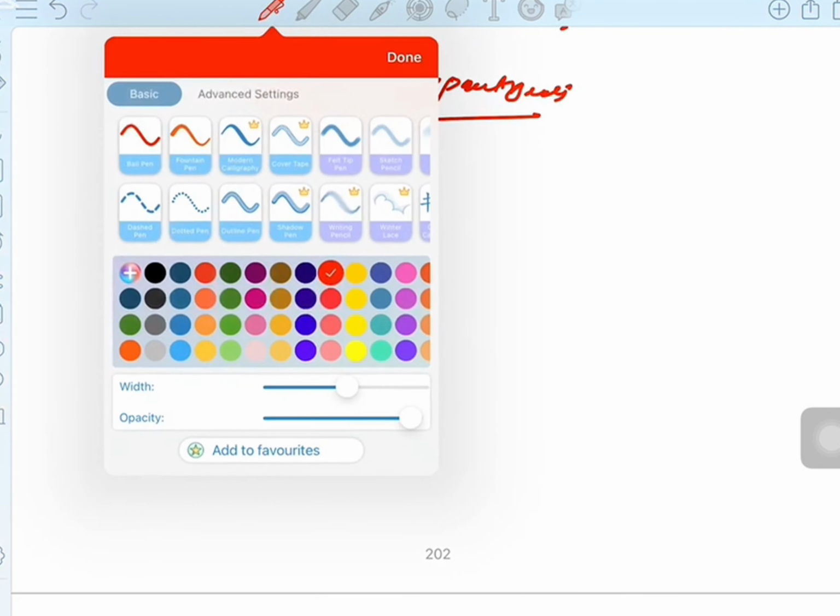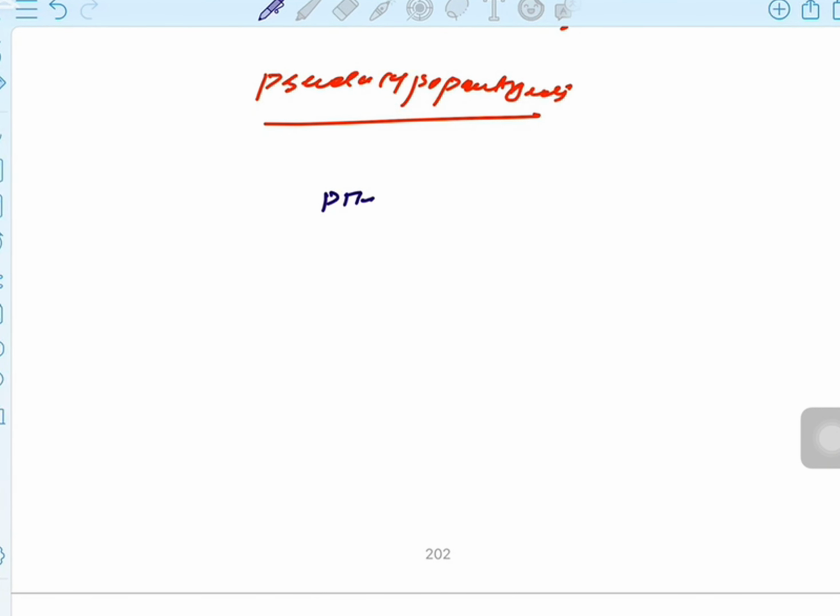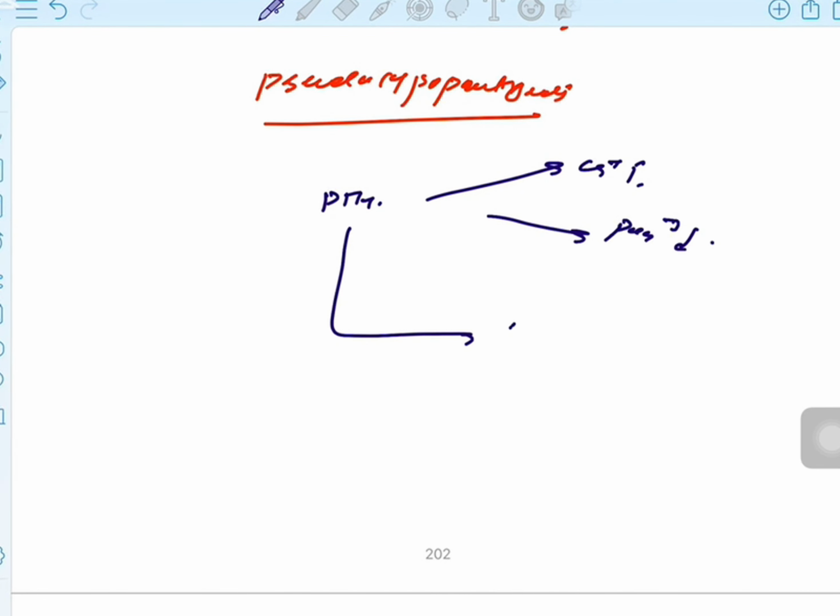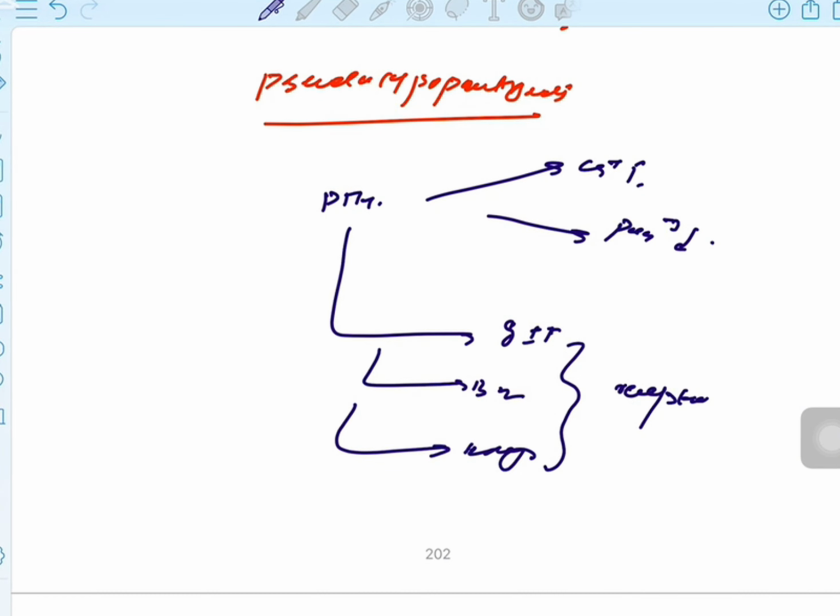Guys, take an example. We know that parathyroid hormone basically increases the level of calcium and decreases the level of phosphate in your body. It acts on three sites: one is your GIT, another is your bones, and number three is your kidney. When parathyroid hormone acts on all these three sites, it basically acts on receptors. Just take an example when the receptor is muted, meaning there is a mutation in the receptor.